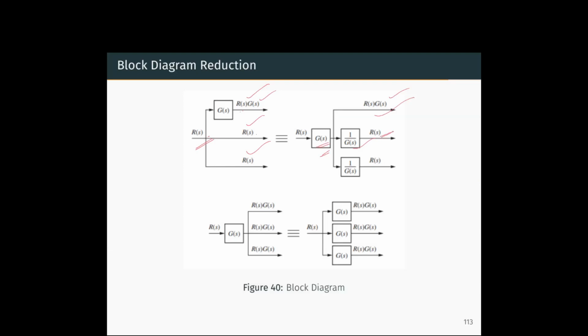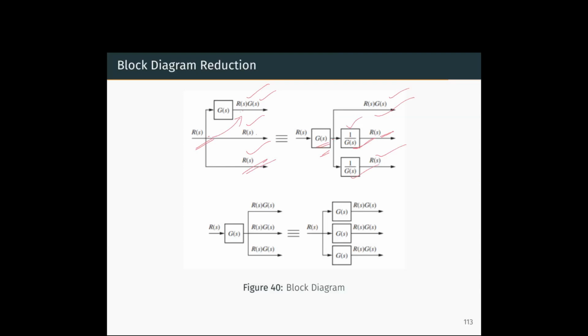So here we just need r of s, not r of s, g of s. So we will multiply with 1 by g of s. Similarly here, again 1 by g of s. We just need r of s here, not r of s, g of s. So whenever you move the pickup point, you need to introduce new blocks to cancel out the effect of moving the pickup point.